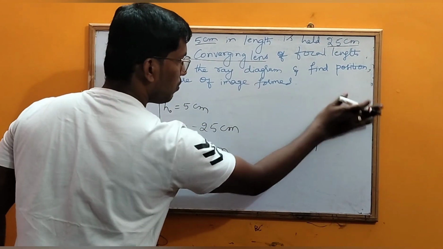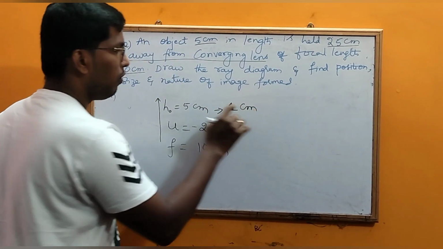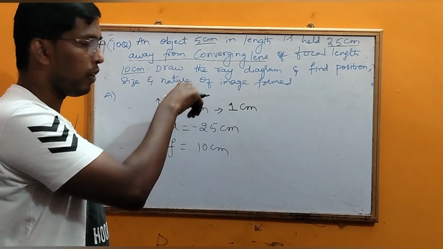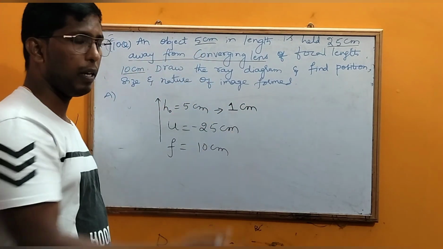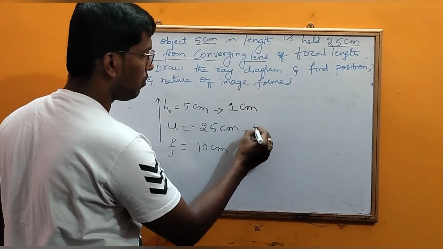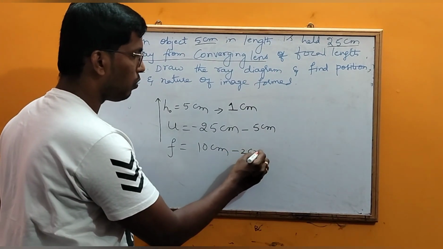I will consider this 5 centimeter as 1 centimeter. Okay, 1 centimeter. It means 1 is nothing but 5 here. I have just considered this to draw the ray diagram, but at the end, I will multiply. And 25 centimeter, I will consider it as 5 centimeter, and 10 centimeter, I will consider it as 2 centimeter.